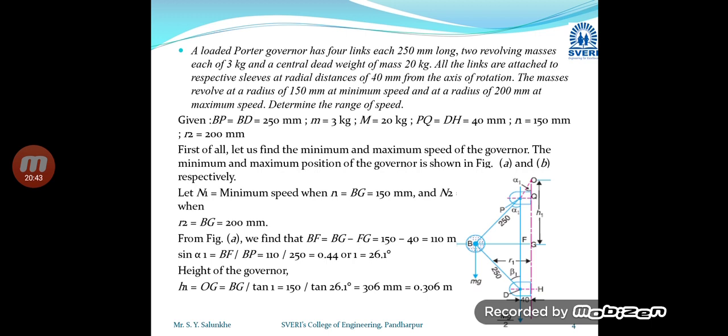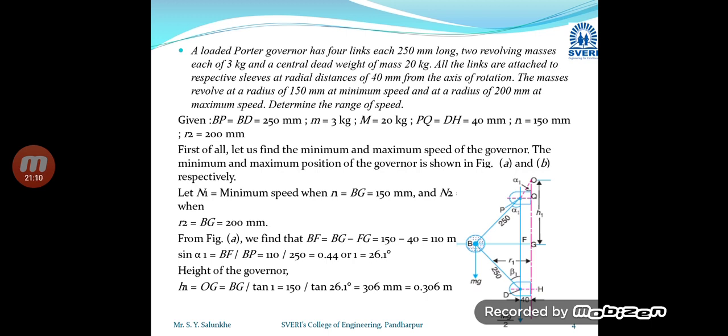So you can keep this degree as it is. Later on, if required, we will convert it into radian. Now we are interested in calculating H1 from triangle BOG. So what we can get from the triangle BOG is the H1 when we calculate it.